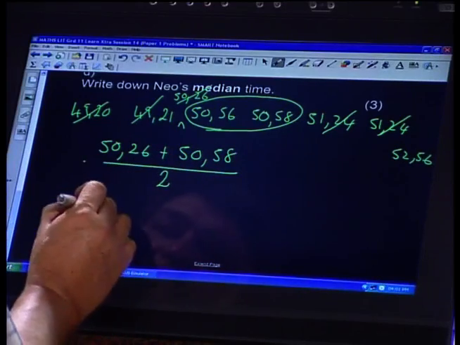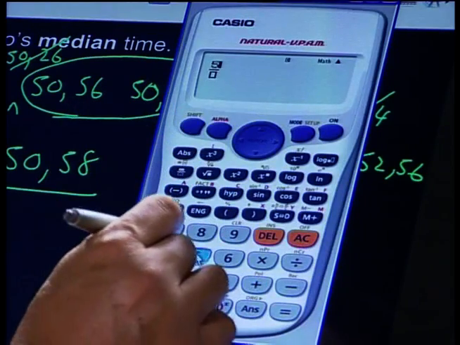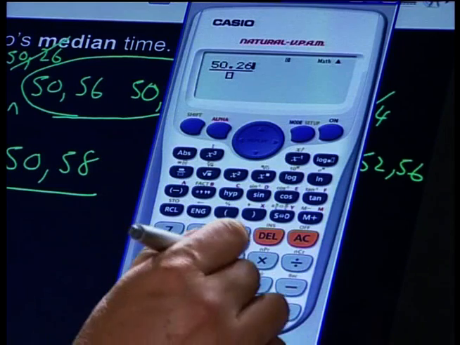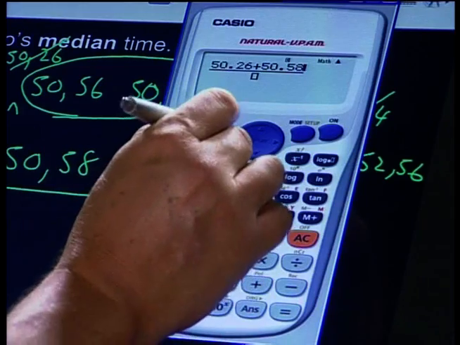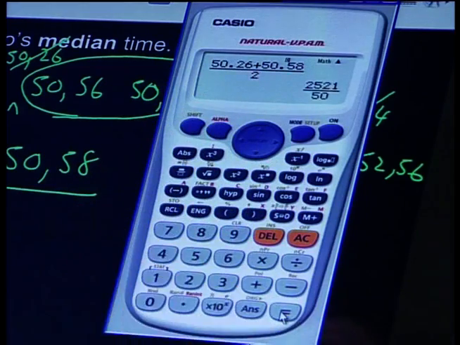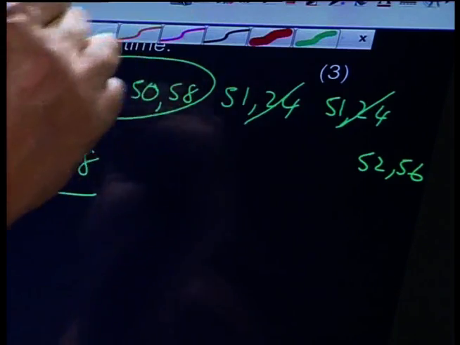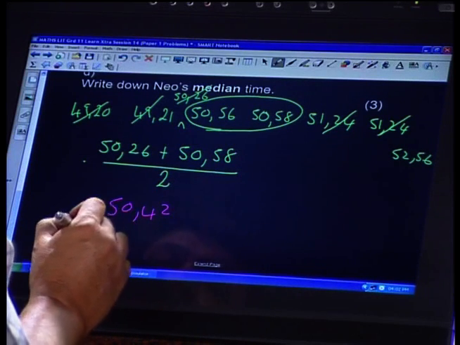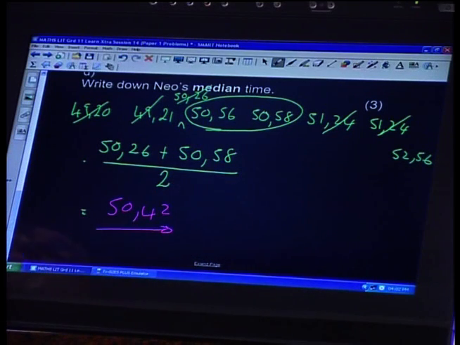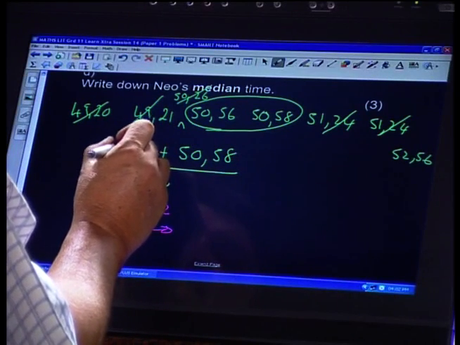And we're going to divide it by 2. So our calculator comes up again, and we're going to say, right, I got 50.26 plus I got 50.58. I'm going to divide both those by 2, and my answer then is going to be 50.42. Okay. Are we happy with that? I'm not, and I'll tell you why. I've made a silly mistake. 50.56, and here I said 26.